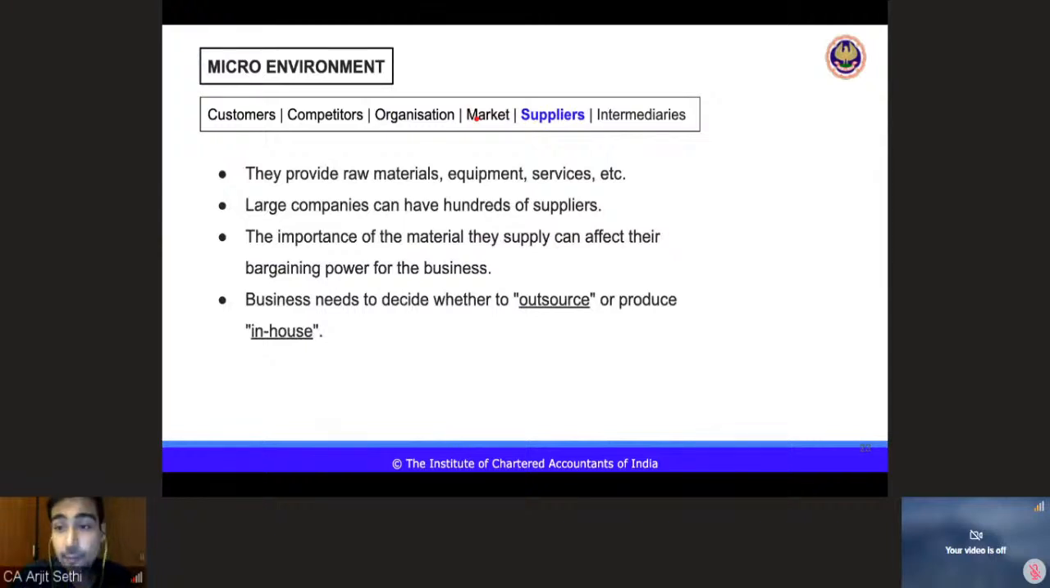Before that, I'll take a few questions and then we'll go to suppliers. Okay. Is there a difference between stakeholder and shareholder?